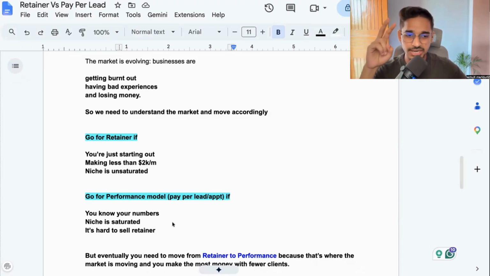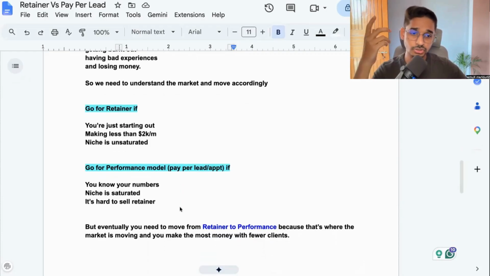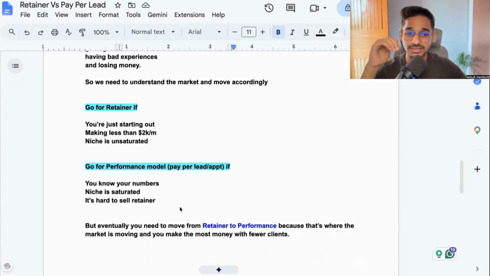Second, if your niche is really saturated, the market is overly saturated, people have been burned out. So it's very hard to sell the retainer model because people do not want to pay, because people have been burned multiple times. So if the niche is saturated and it is harder to sell the retainer model, then you should absolutely go with the performance model because it is much easier to sell and you can make more money with one single client, right? So these are the few criteria that you can think of, where you see which condition applies to you, and then you can choose a particular offer.